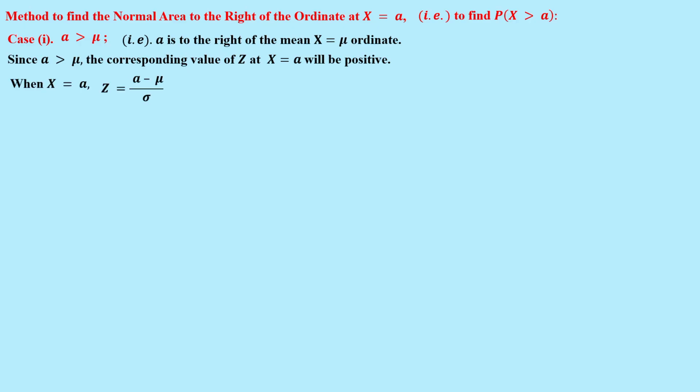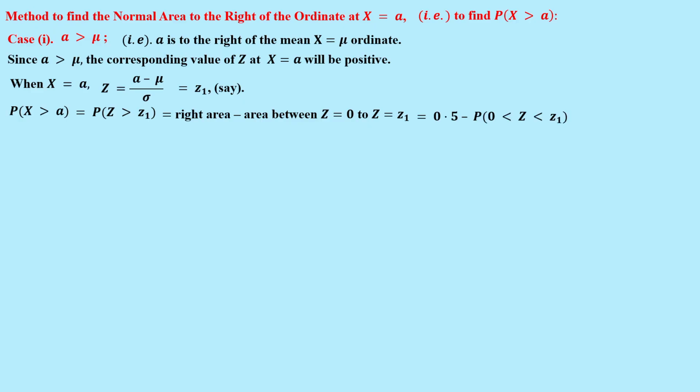When x is equal to a, z is equal to a minus mu by sigma, that is equal to z1, say. So the probability of z greater than z1 is the total right area minus the area between z equal to 0 and z equal to z1. That is equal to the right area, which we know is 0.5, minus the probability of 0 less than z less than z1. So this is the picture, this one.